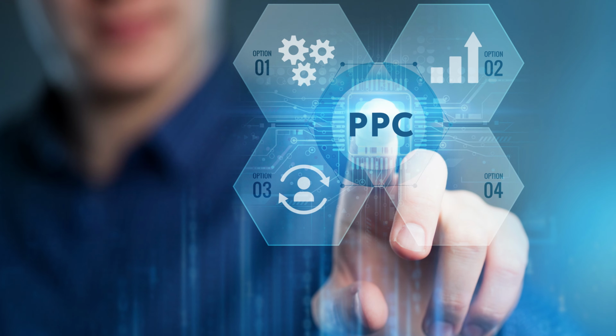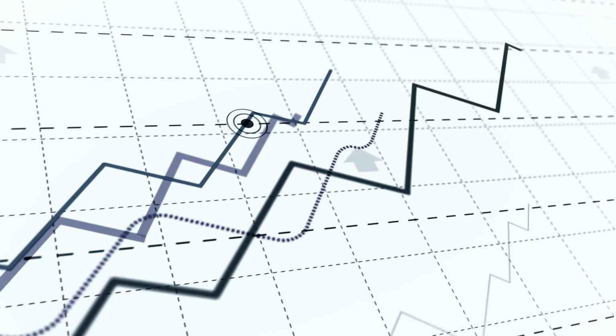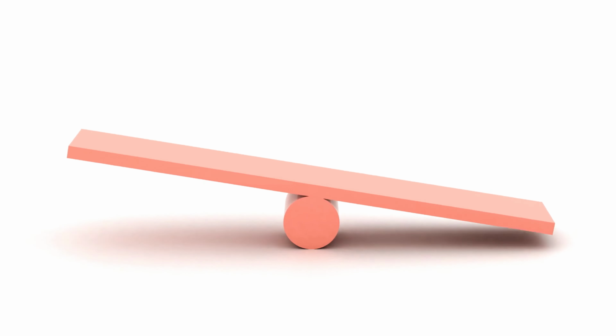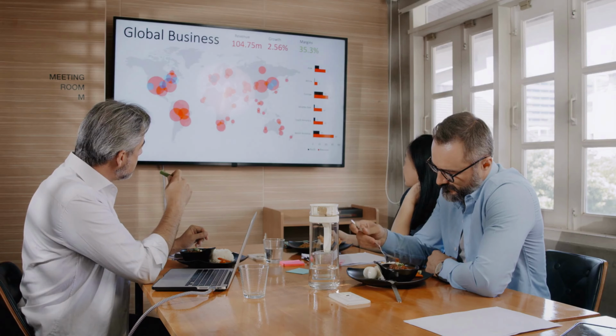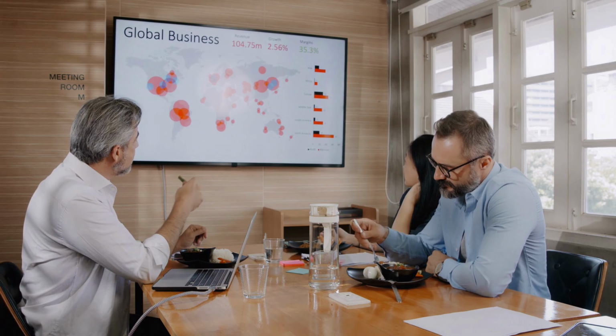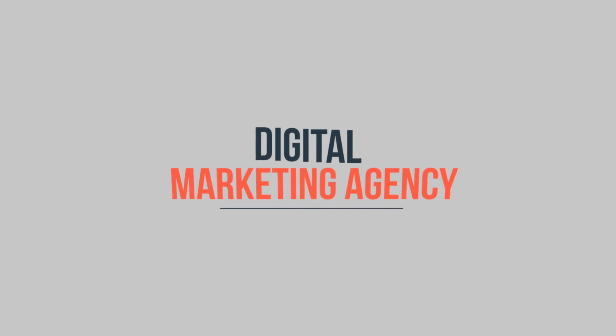On the other hand, for results that build over time but are sustainable and cost-effective, SEO is the way to go. Yet, the most effective strategy in digital marketing often involves a balanced, integrated approach that leverages both SEO and PPC. This way, you can enjoy the best of both worlds: immediate visibility from PPC and sustainable growth from SEO.